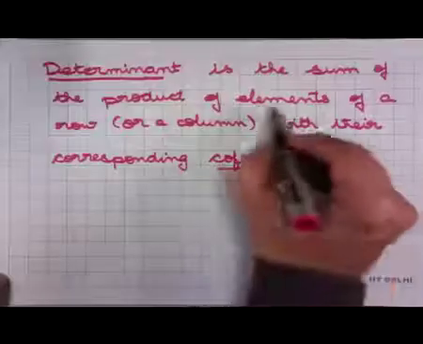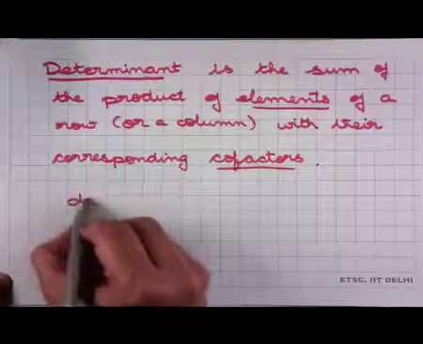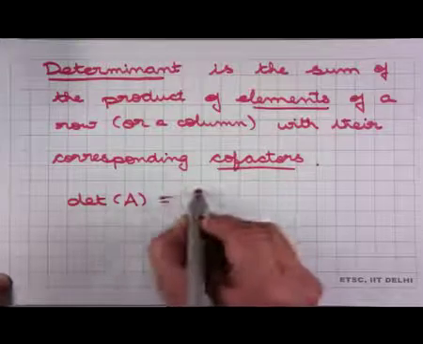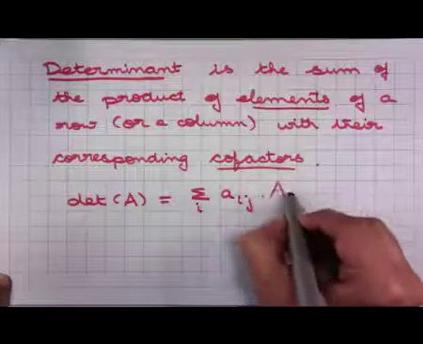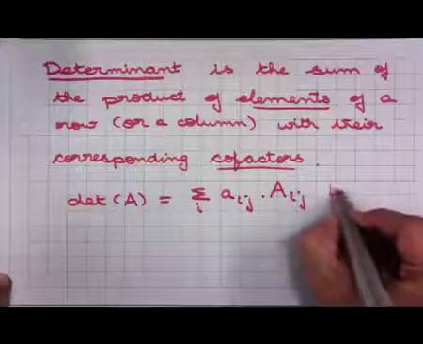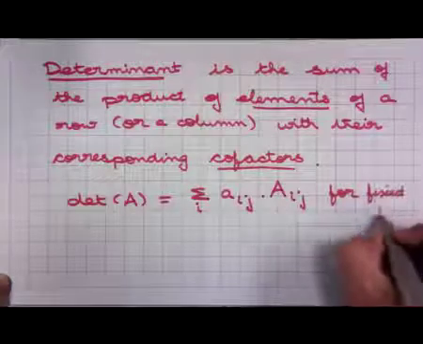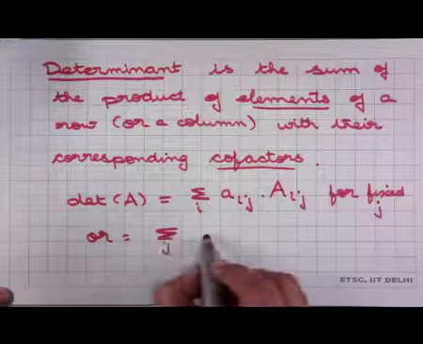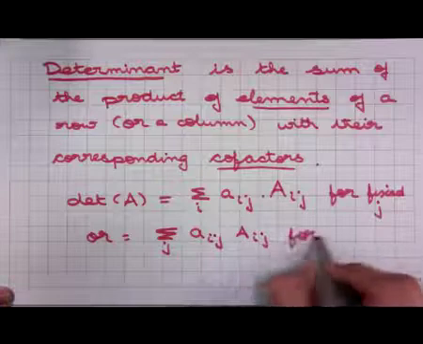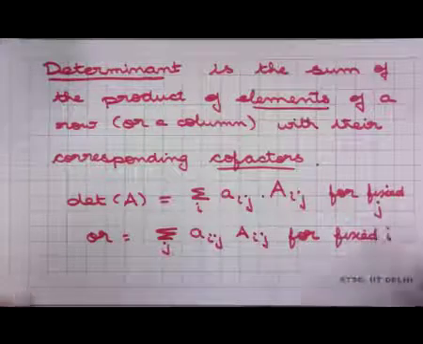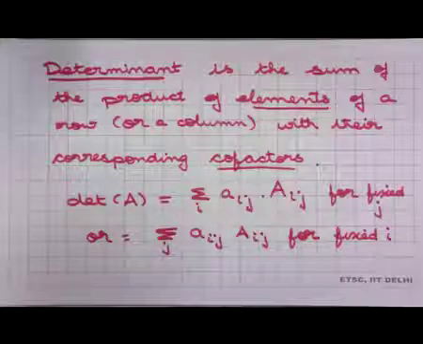So mathematically we would say that the determinant of A is the summation over i of Aij times Aij for a fixed j. So we may either fix a column and sum over the rows, or we could fix a row and sum over the columns, any row or column. Or this is equal to the summation over j of Aij times Aij for fixed i. So that is how we define a determinant. Okay.